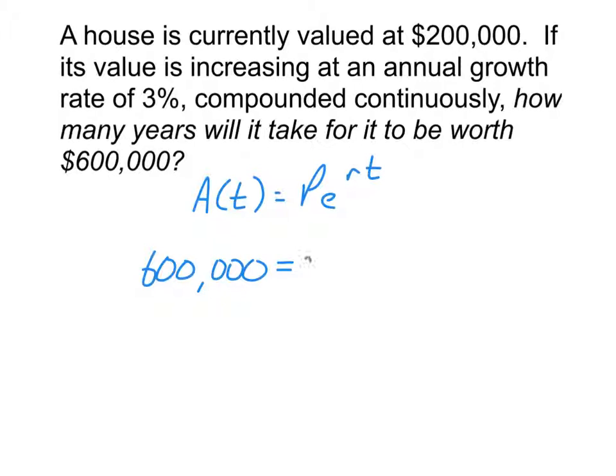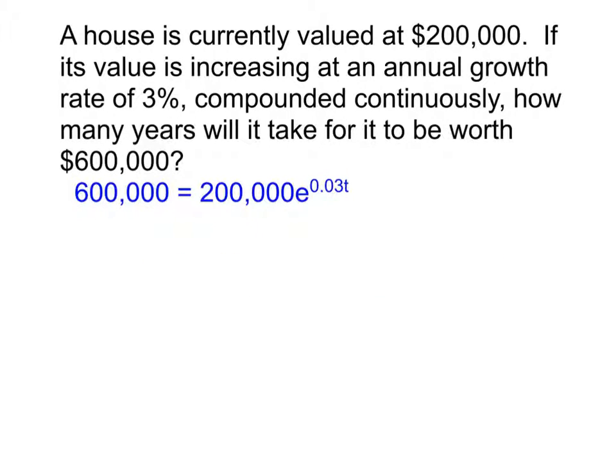Okay, P, I still know it. It didn't change. It's 200,000. e, r is the same thing. It didn't change. It's still 0.03. t, I still don't know it. And so it's going to be a t there. And so then this is my starting equation.